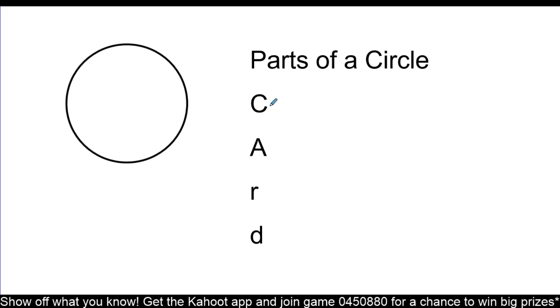Okay, so C is circumference, which you did previously, I hope. That's the outside of a circle. More specifically, the distance around the outside, where C equals 2 pi r, or C equals pi d.